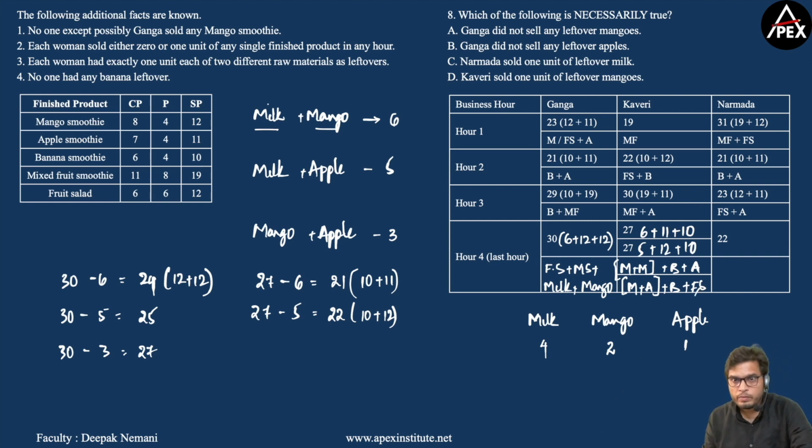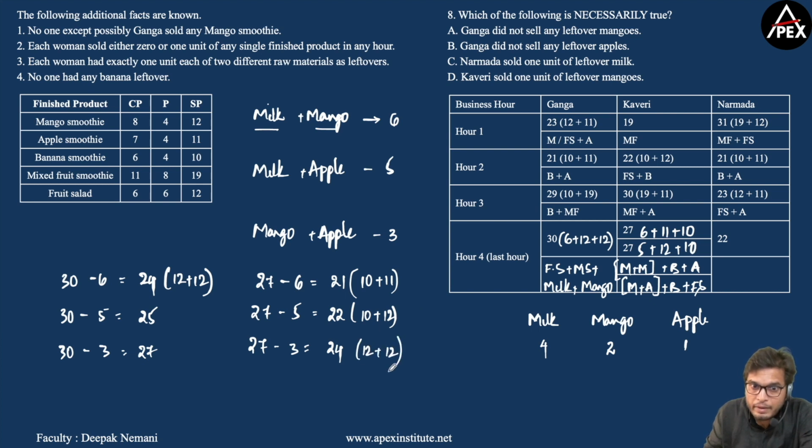Now we have two possibilities for the items that were sold by Kaveri in the last hour. Now let me consider the third possibility, 27 minus 3, which is equal to 24. Can we have Kaveri receiving an amount of rupees 24 by selling any of these finished products? No. Now you have a possibility, I can write 24 as 12 plus 12. But it is also mentioned that neither Kaveri nor Narmada sold any mango smoothie. So this is not possible.